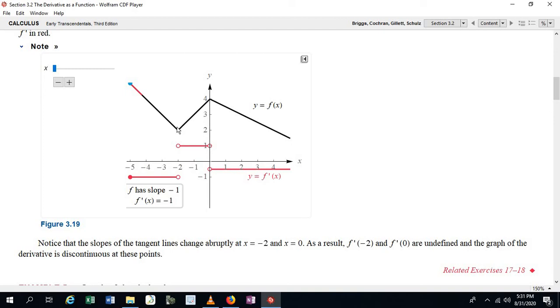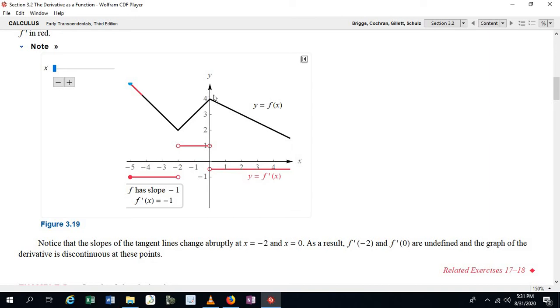This is true for any sharp corner that you come to, any sharp point. The tangent line does not exist at that sharp point. And that's also true at this sharp point. The secant lines on this side all have a positive slope of +1, and all the secant lines on this side have a slope of -1/2.